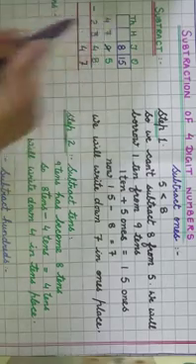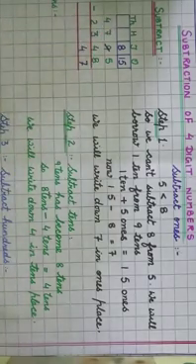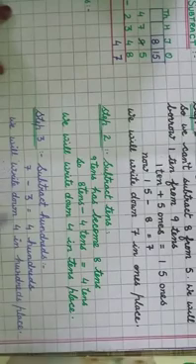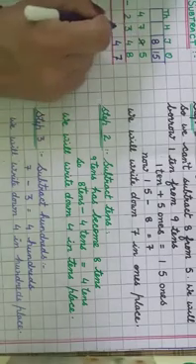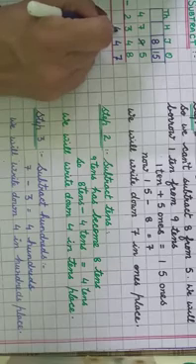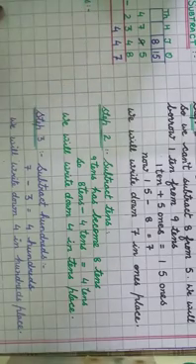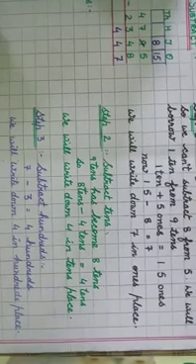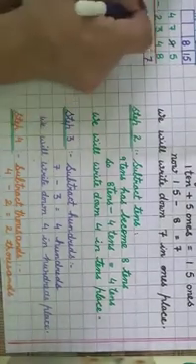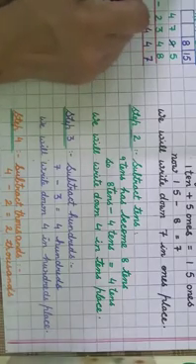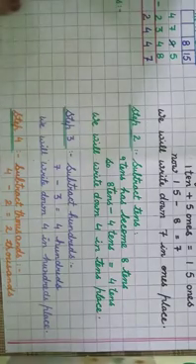Now the third step is subtract hundreds. Now there is 7 in hundreds place. 7 minus 3 is 4. Now the next step is subtract thousands. So 4 minus 2 is 2.